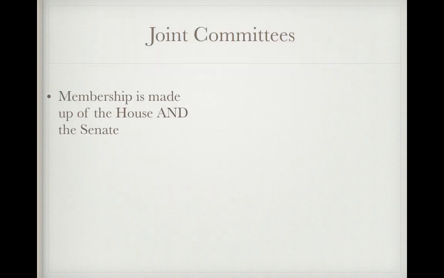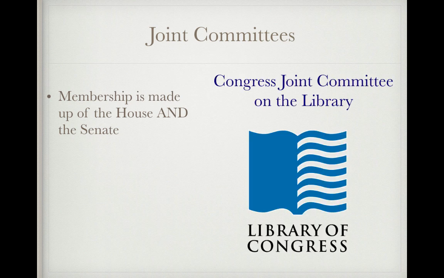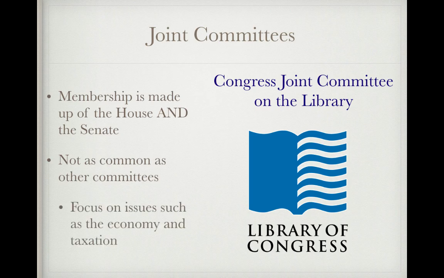Membership of joint committees is made up of the House and the Senate. So these are committees that go across the 2 houses. An example of this is the Joint Committee on the Library, which deals with the Library of Congress. So this is a joint committee which has members from both the House and the Senate. These are not as common as other committees, and they focus on more specific issues such as the economy and taxation.